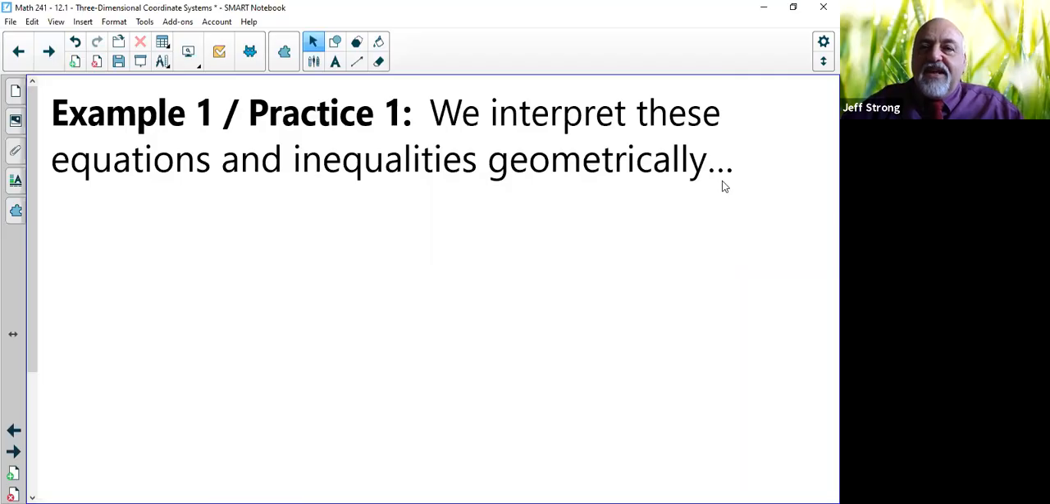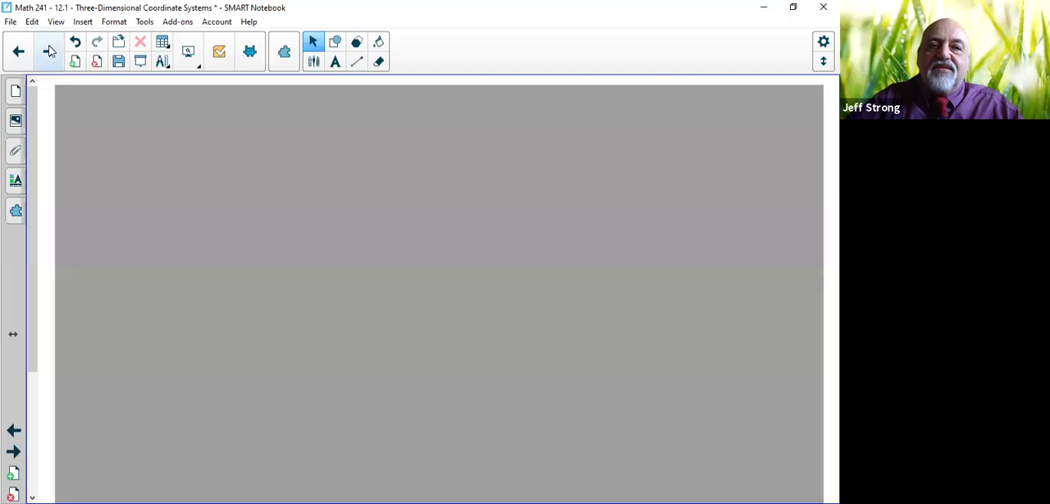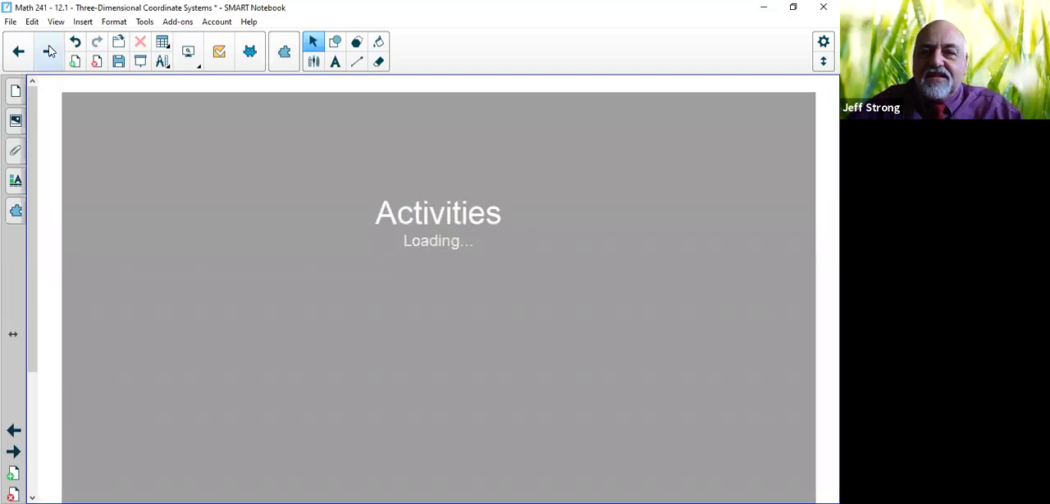Okay, so it says we can interpret these equations and inequalities geometrically. We can have planes, lines, points, and different kinds of curves. Just like in 2-dimensional space we have certain shapes, in 3-dimensional space we have other shapes. Okay, so let's look at some examples. Let's see if this is going to load up.